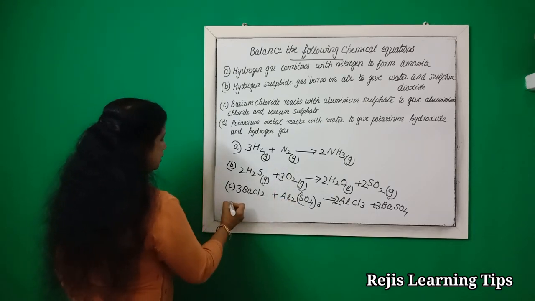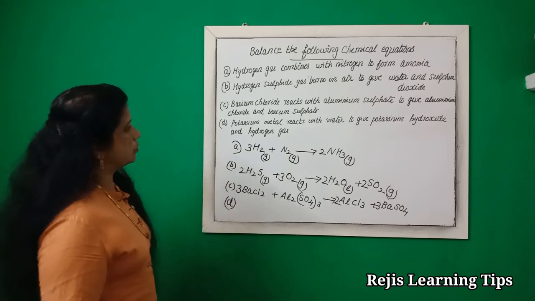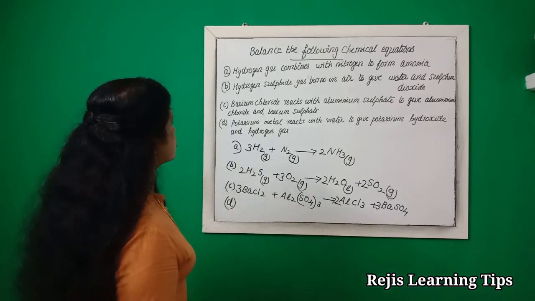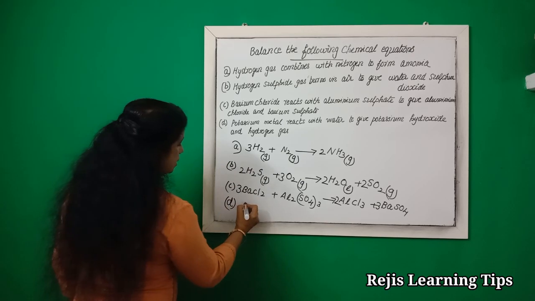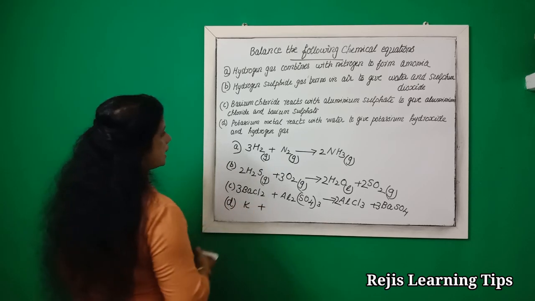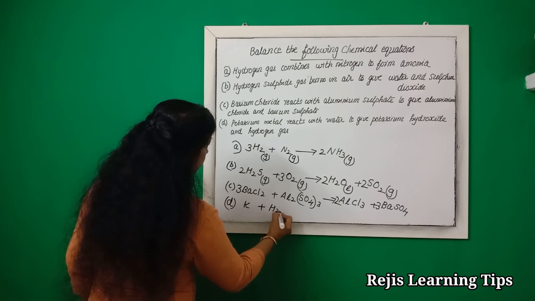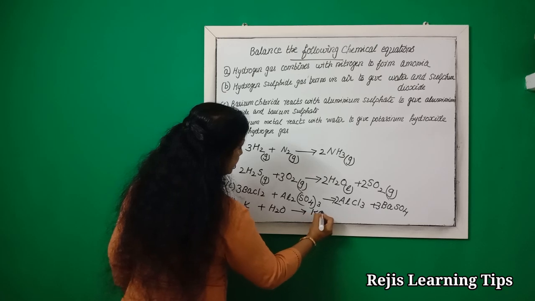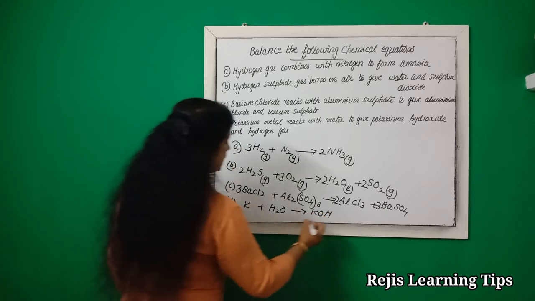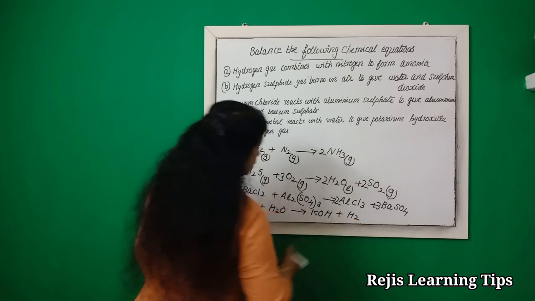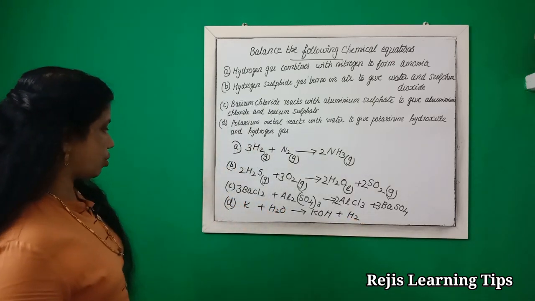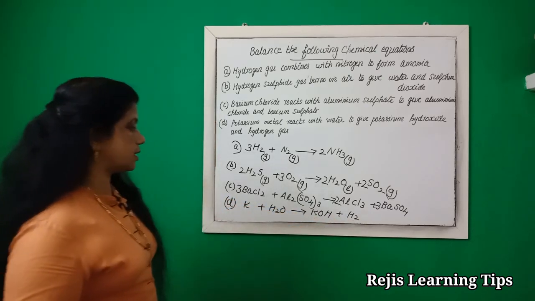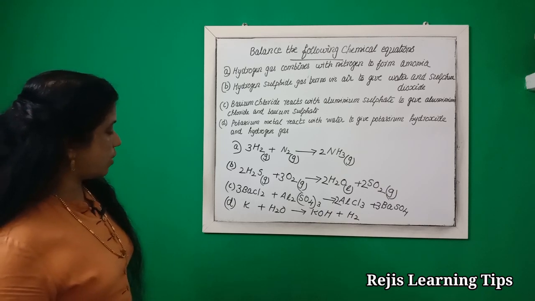The next D, potassium metal reacts with water to give potassium hydroxide and hydrogen gas. Potassium metal, potassium that is K, reacts with water H2O to give potassium hydroxide, that is KOH, and hydrogen gas H2. Okay, then we have to check whether it is balanced or not. In this case here 2 hydrogen atoms are there, but here 2 plus 1, 3 hydrogen atoms are there, so this equation is not balanced. So we have to balance it.